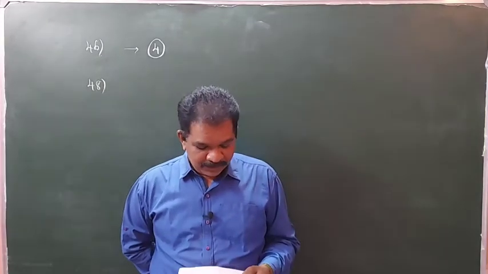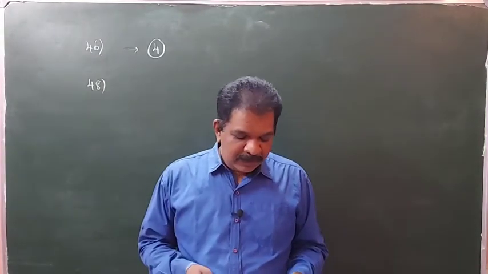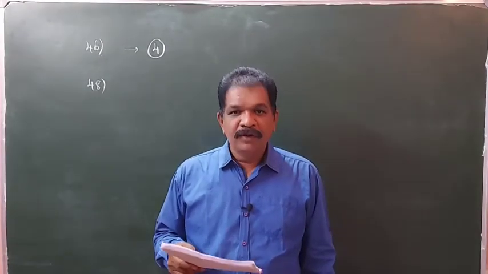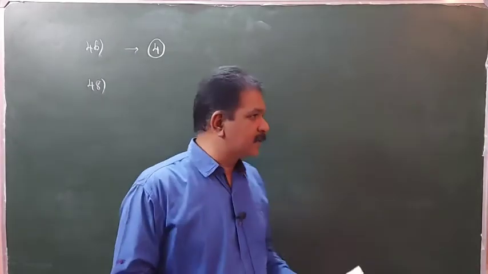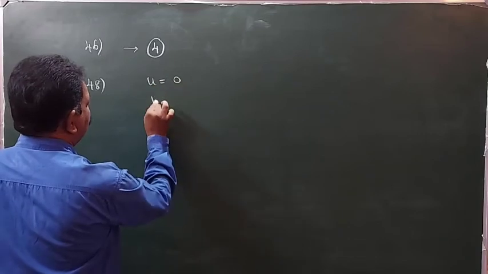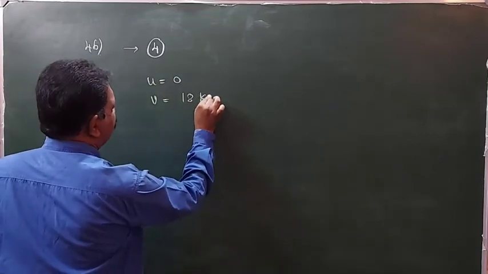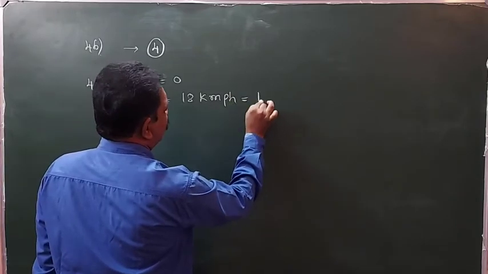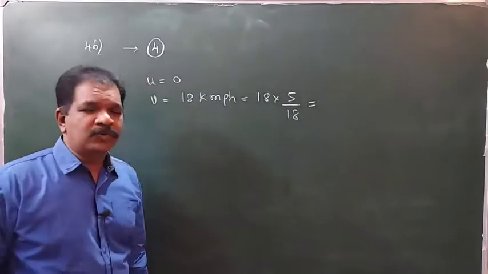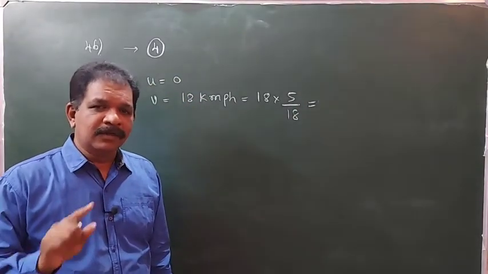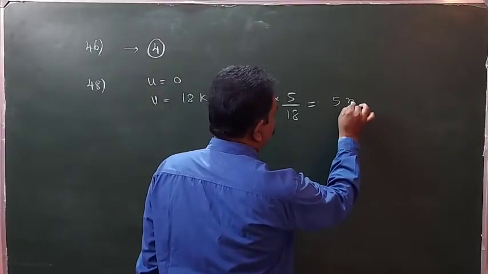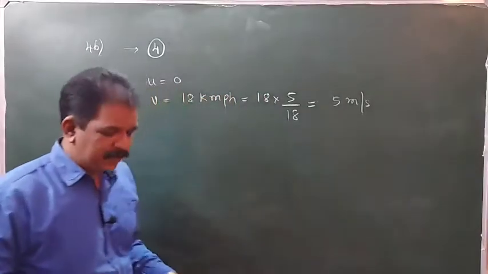Remember. Next, 48. An athlete takes 2 seconds to reach the maximum speed of 18 kmph from rest. So the initial velocity is 0. He attained a speed of 18 kmph. Convert this into meter per second. To convert kmph into meter per second, we multiply by 5 by 18. So this value is 5 meter per second.